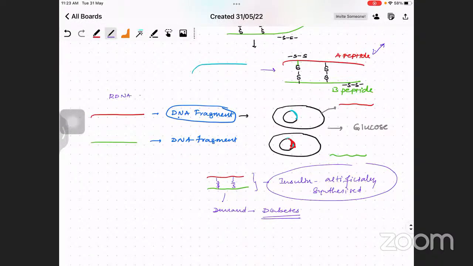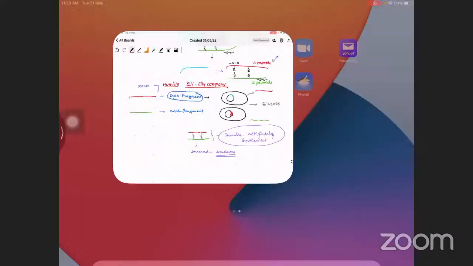In order to avoid that, scientists gave an innovative idea where we are now depending on rDNA technology for production of insulin, and this is called humulin, which was developed by a company called Eli Lilly Company, right? You know this fact, right?